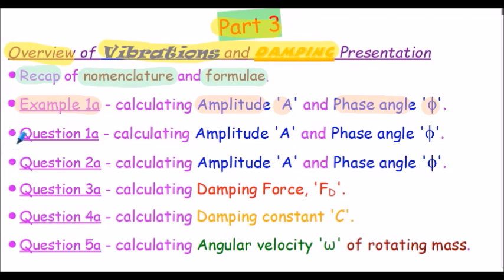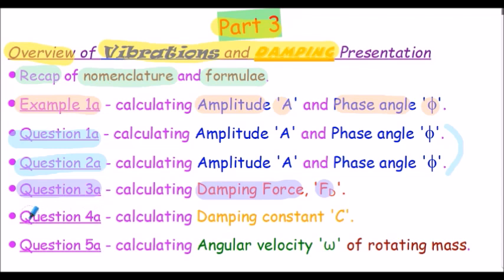We then outline question 1a and question 2a. These questions essentially require the same solution as that for example 1a. Just extract the information carefully from questions 1a and 2a before attempting the solutions. Be careful of units and prefixes, etc. In question 3a, we'll actually be given the amplitude in the question, but we'll now need to calculate the damping force Fd. So that requires some transposition.